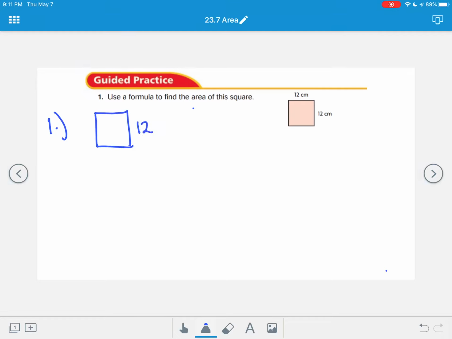This square is 12 centimeters all the way around on each side. So I know the length and I know the width. A equals length times width.